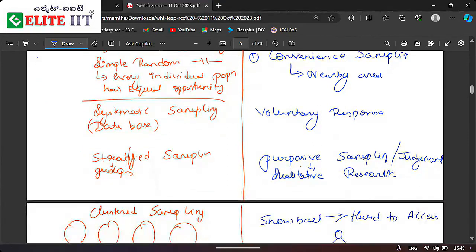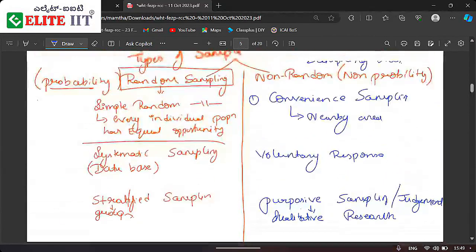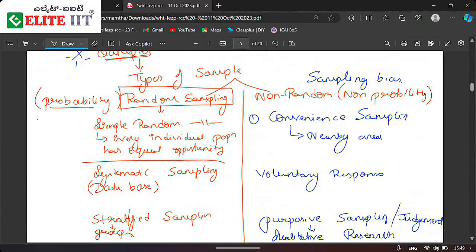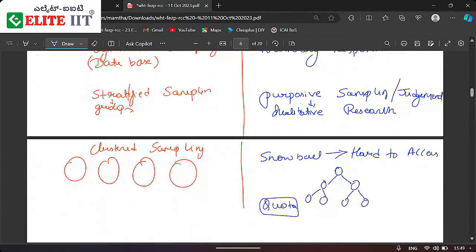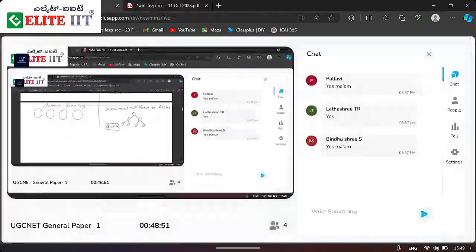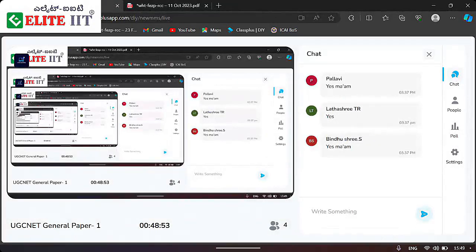Okay, and these are the different types under random sampling: simple random, systematic random, stratified, and also cluster. Under non-probability or non-random sampling: convenience, voluntary, purposive or judgmental, snowball, and quota sampling. I think up till here there is no doubt.